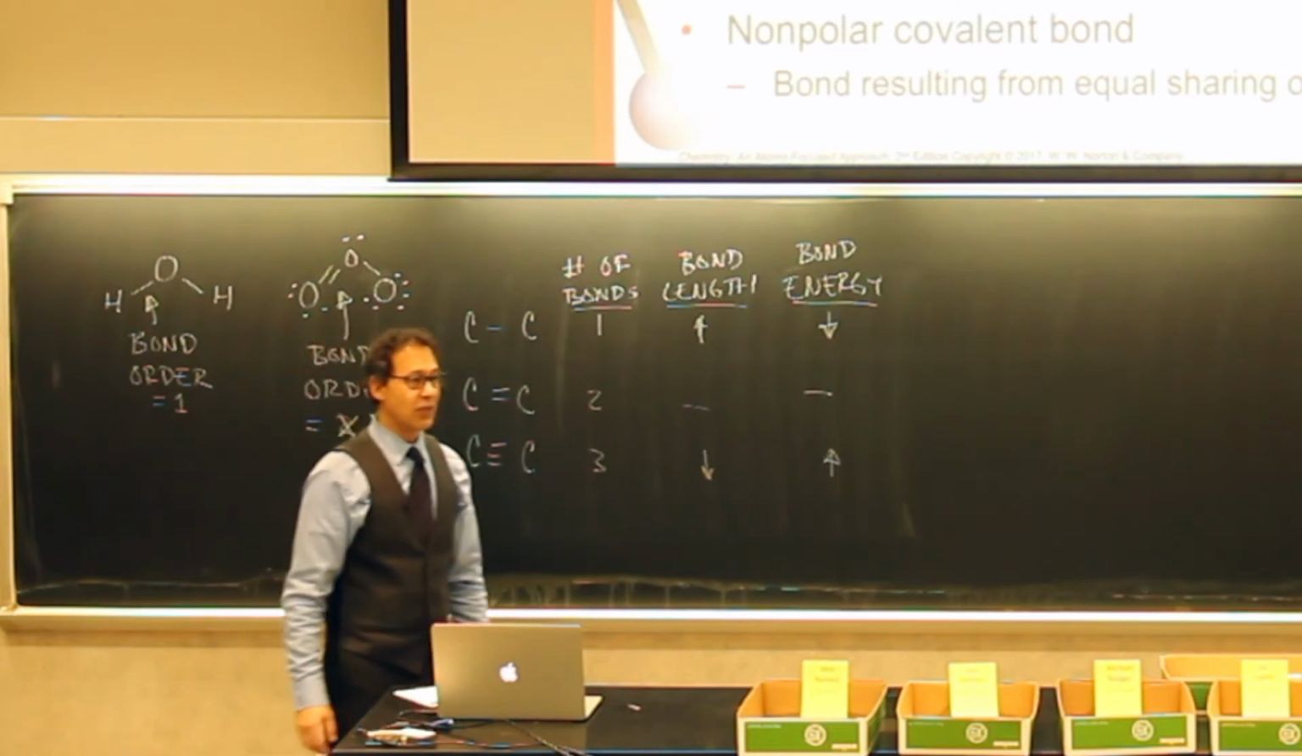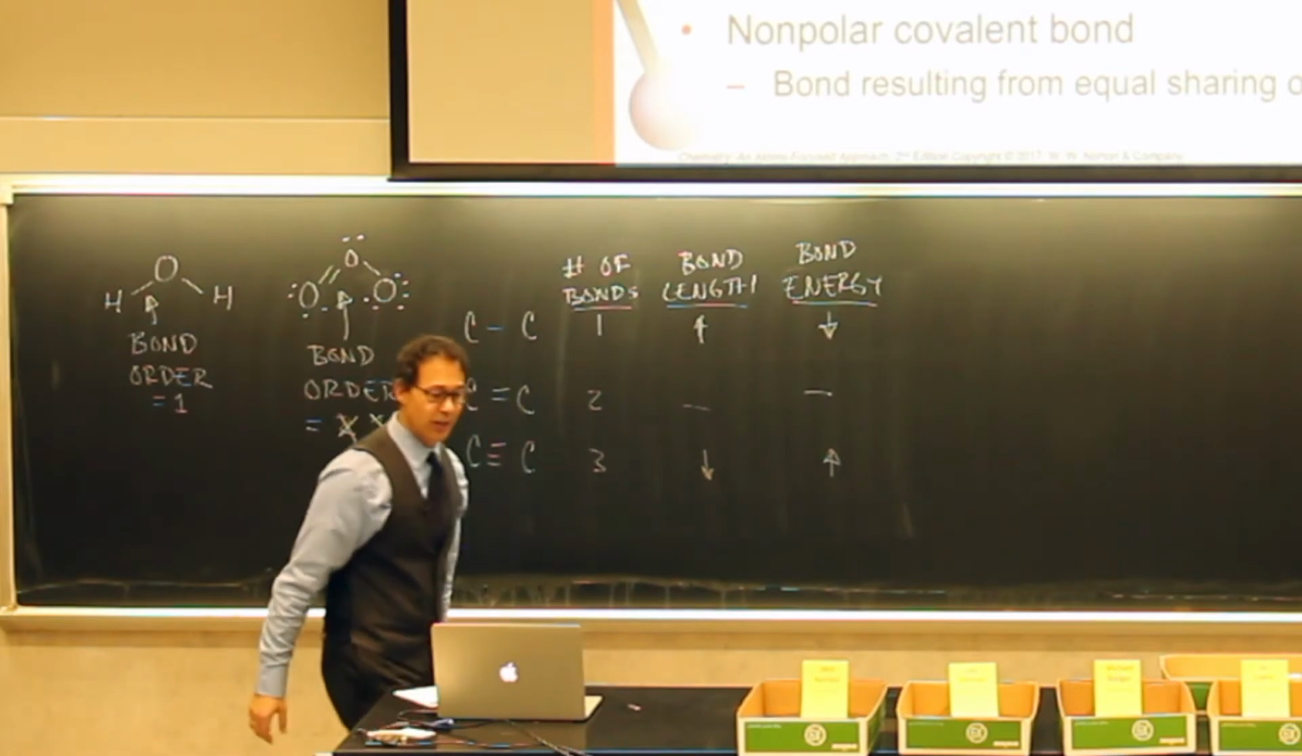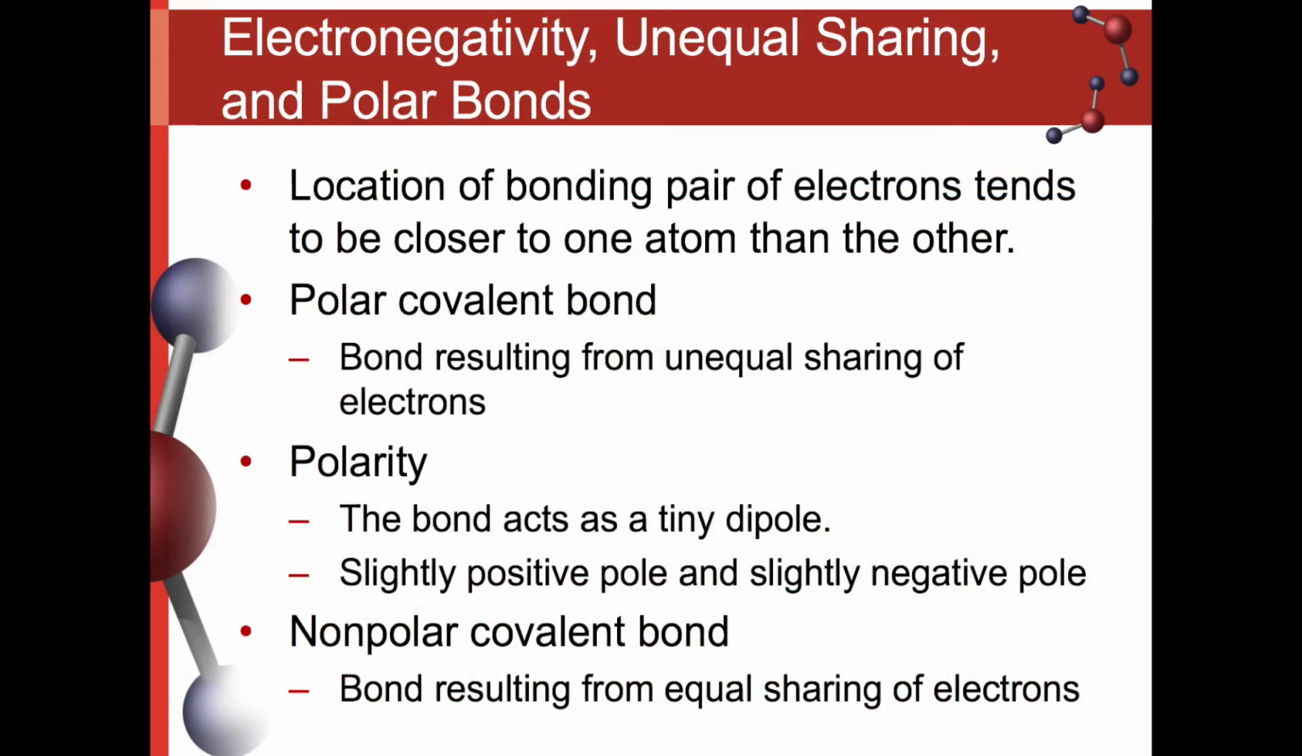Now, we're going to switch gears here a little bit and take a look at polarity of bonds, and that is to say the unequal sharing of electrons. Now, we have some bonds that we say are polar, and that is to say we have an unequal sharing of electrons.